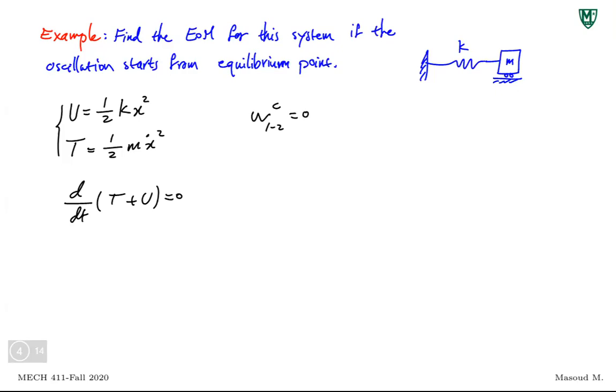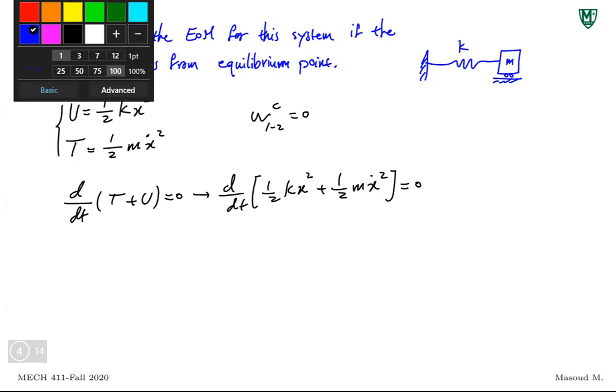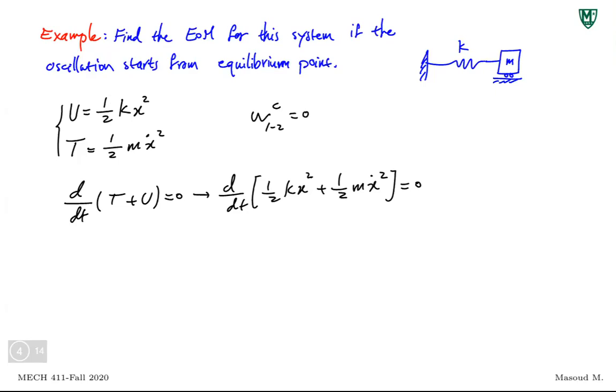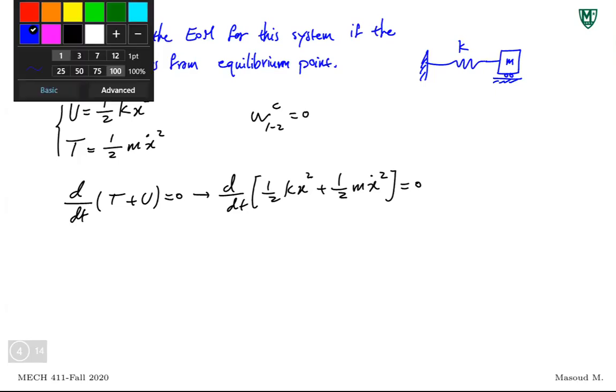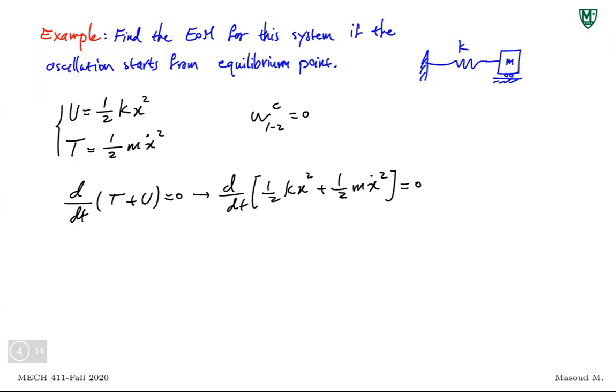So this tells me that I have to take the derivative with respect to time of 1 over 2 kx squared plus 1 over 2 m x dot squared, equal to 0. How do I do this? Now let's just separate them. This is a better way of doing it. I'm just setting up my colors, so don't worry. Let's take a look at the first term first, and then look at these two.